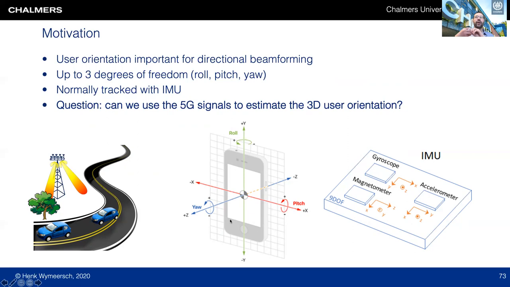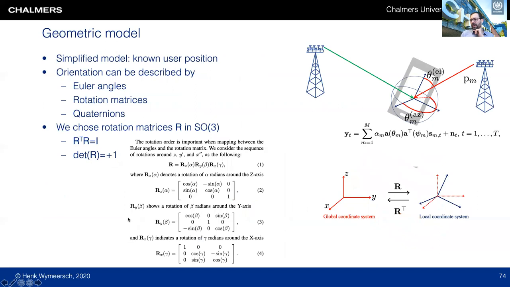So the question that we ask ourselves is, can we use these 5G signals to estimate the user orientation in 3D? And this is our first steps in this direction. This is a simplified problem where you have multiple base stations here, a user with an unknown orientation in 3D, but the user has a known position, just to simplify the problem. So that means the user has a local coordinate system in which measurements are taken.